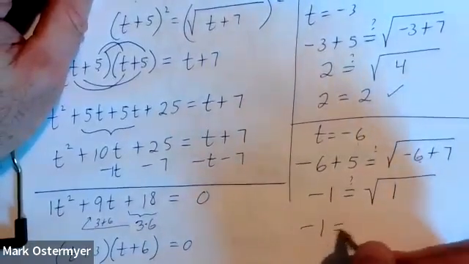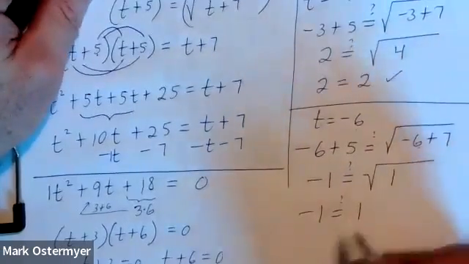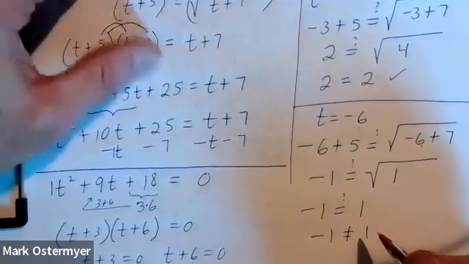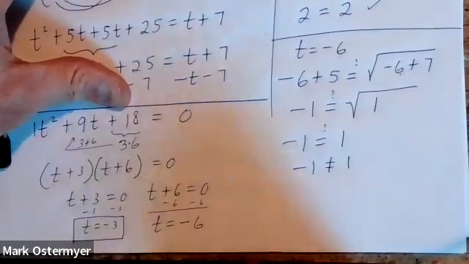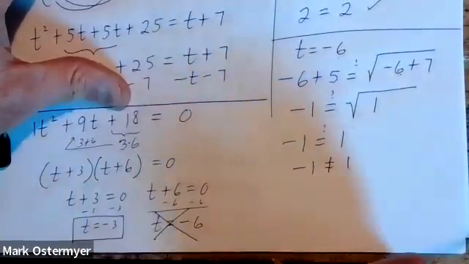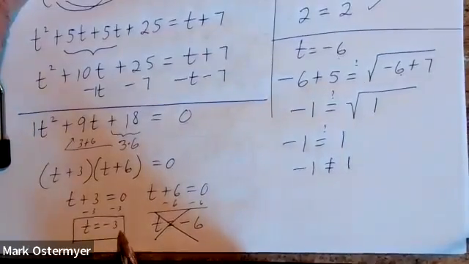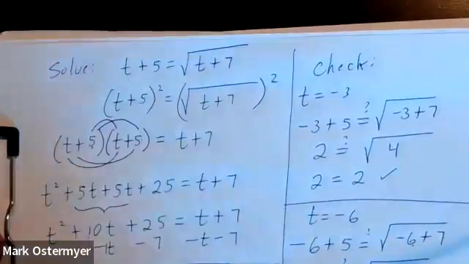Well, is negative 1 equal to the square root of 1? But the square root of 1 is 1, and negative 1 does not equal 1. So therefore, it appears that negative 6 is not working. It's not a solution to the original equation, so we must toss it out. So the only solution to this radical equation would be t equals negative 3. So t equals negative 3 is the only solution to this square root or radical equation.